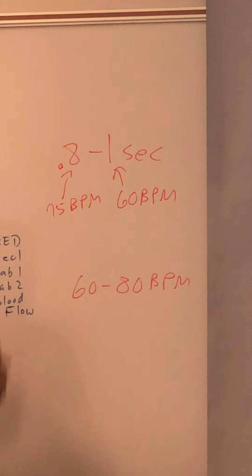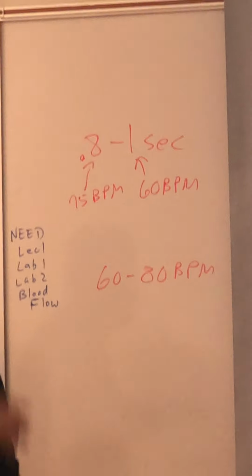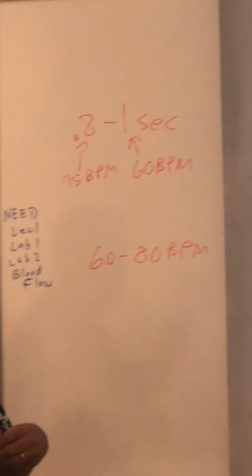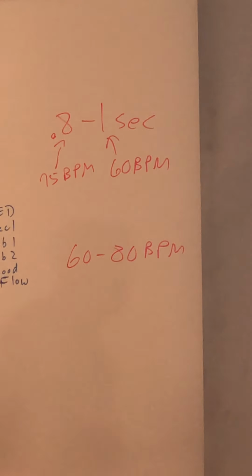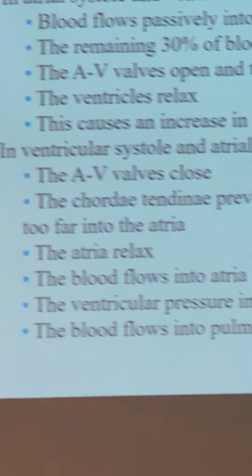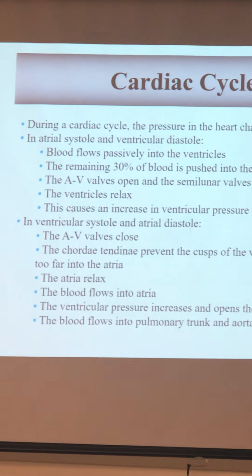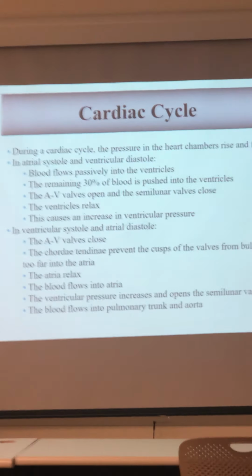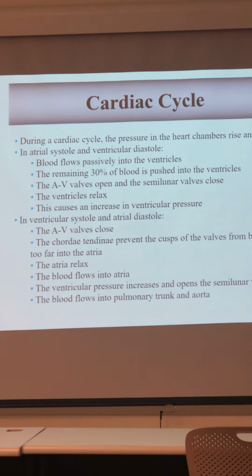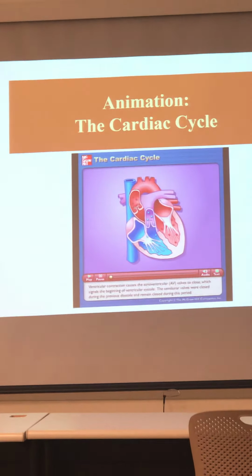So if you have a quicker cardiac cycle, that means your heart's beating faster. If it's slower, then you have lower beats per minute. I'm going to let you actually read through this. I think this is a good accompaniment to the other video I'll post on the flow, and I'll let you read through that to prepare for the exam. It kind of takes you through step by step.